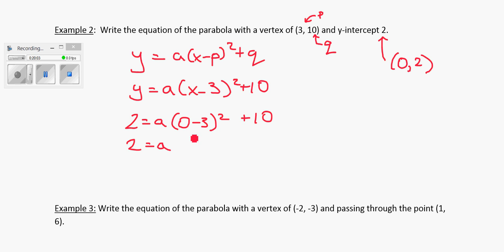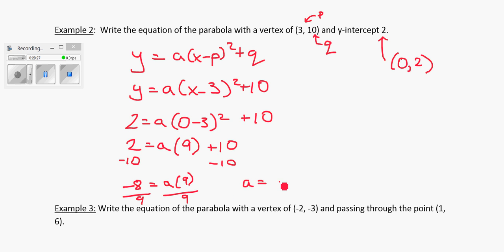So 2 equals a times (0 minus 3) squared plus 10, and this is negative 3 squared. So negative 3 times negative 3 is 9, plus 10. I'm going to subtract 10 from each side. Get negative 8 equals a times 9. And now to isolate a, I'm going to divide each side by 9. So I end up with a equal to negative 8 over 9.